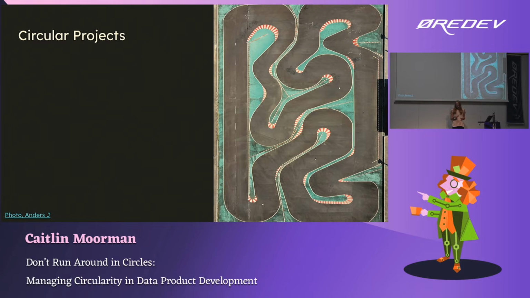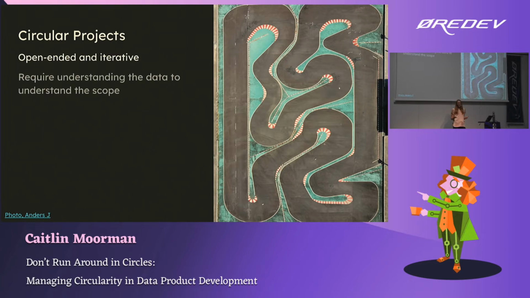The other side of this is the circular project. Circular projects are open-ended and iterative. By that I mean later phases of the project depend on outcomes that you don't know at the outset. They tend to require understanding the content of the data in order to understand the scope. You don't know how big the project is going to be until you've actually gotten into the data to explore it.